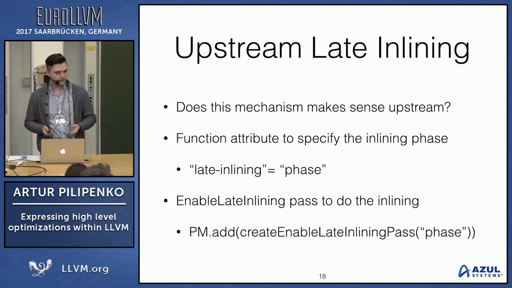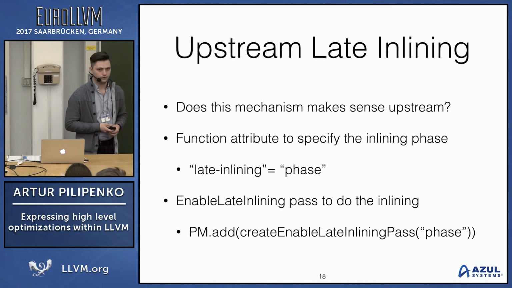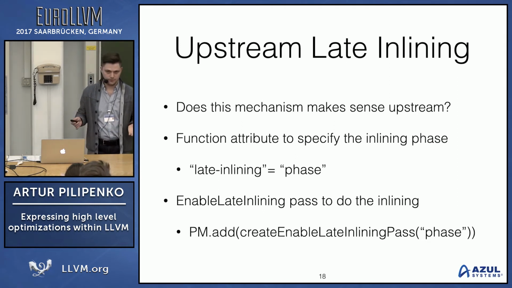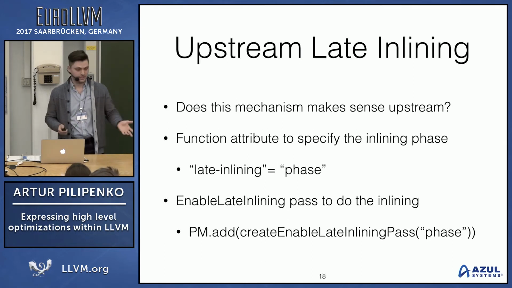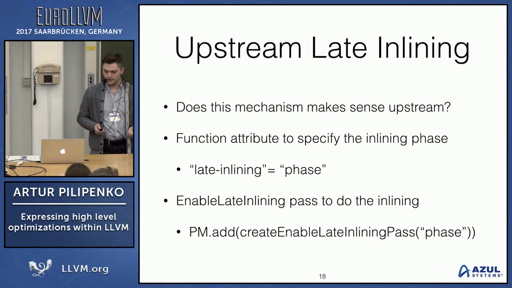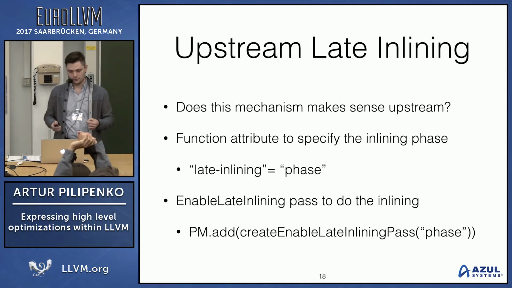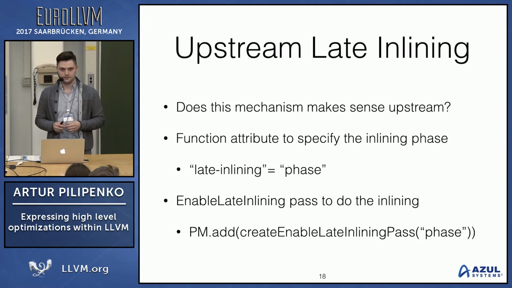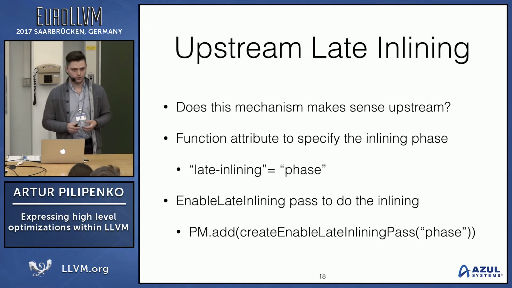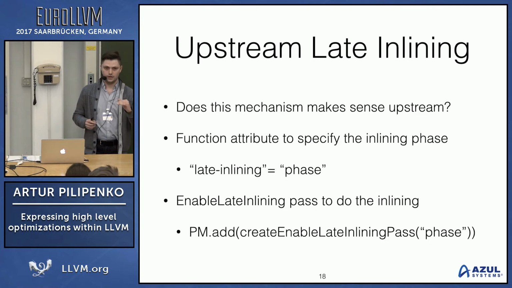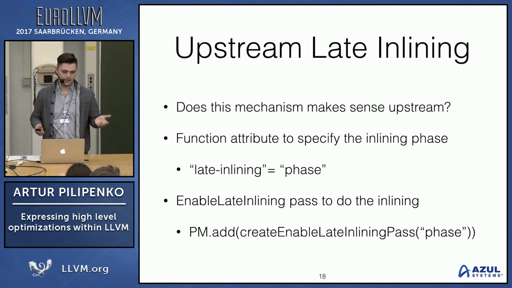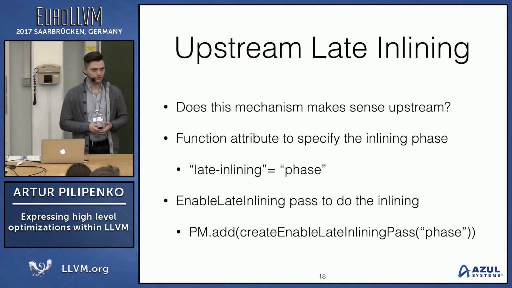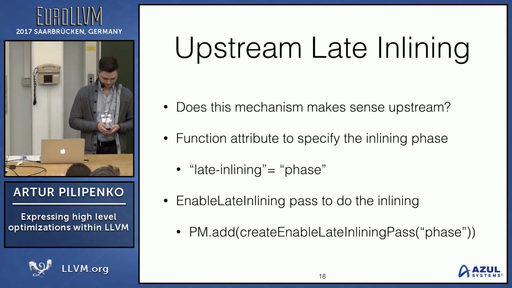And probably this mechanism for late inlining can be useful for others. It is rather simple and generic. It consists of an attribute to specify the inlining phase for a function, and it consists of the pass itself, which does the inlining. And in your pipeline, you just schedule the pass with the argument of the phase which you want to inline away at the point you want these abstractions to be eliminated. So if the community thinks that this is a useful enhancement, we can spend some time and effort bringing this functionality upstream.